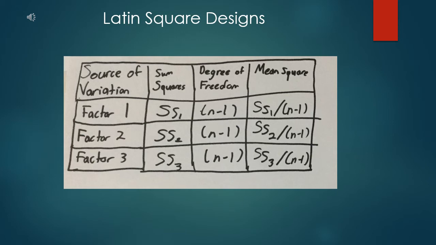The degrees of freedom for each factor is n minus 1. The mean squares are simply the ratio of the respective sum of squares divided by the degrees of freedom.